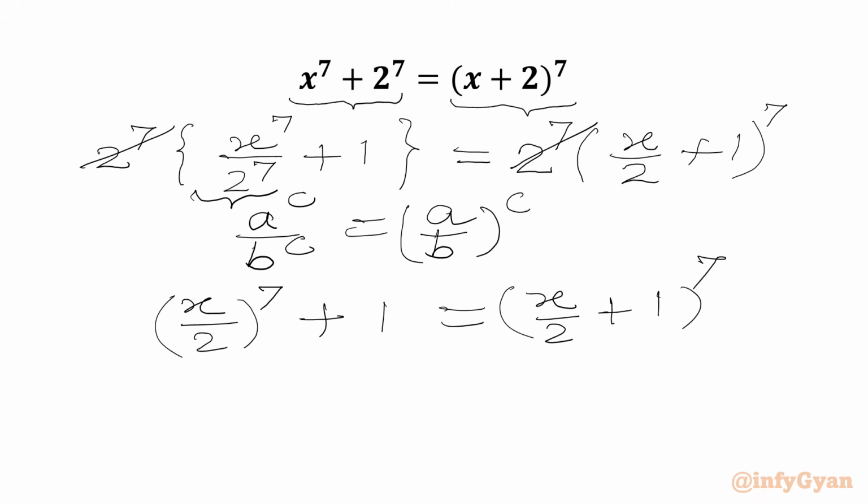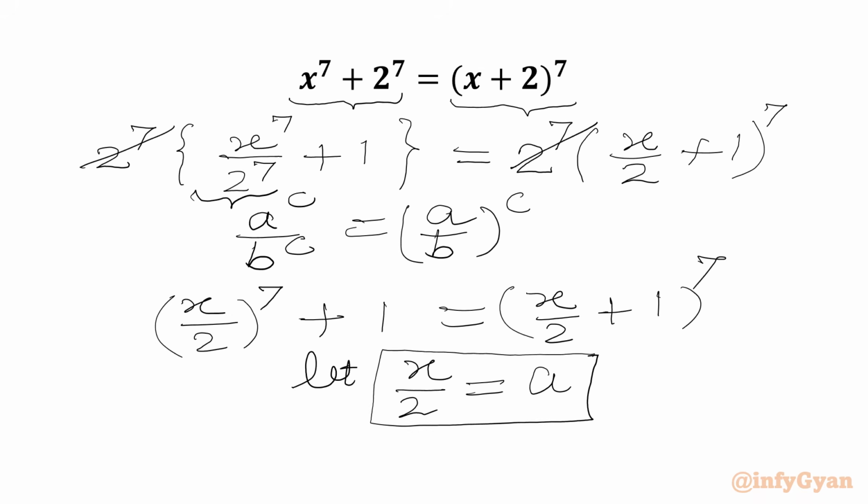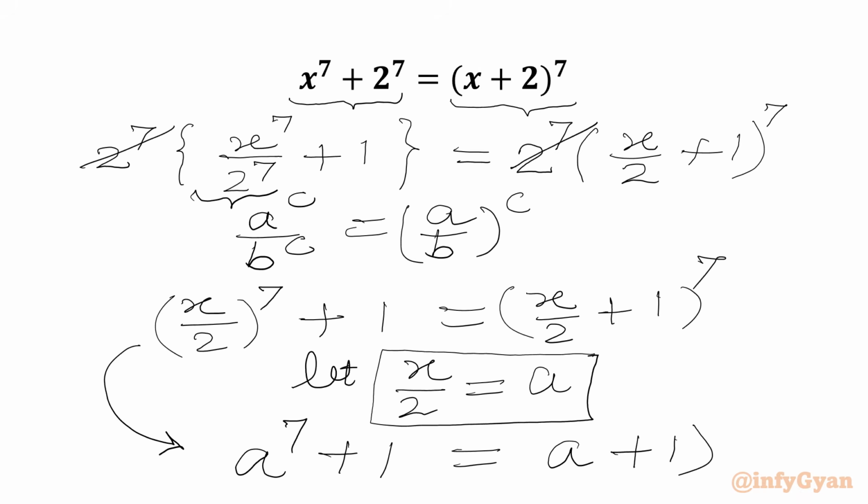Now I will use substitution. Let us say x over 2 equal to a. So our substitution is x over 2 equal to a. Our equation will be in variable a. We will write a power 7 plus 1 equal to (a plus 1) whole power 7. Now I will use Pascal triangle and binomial expansion.